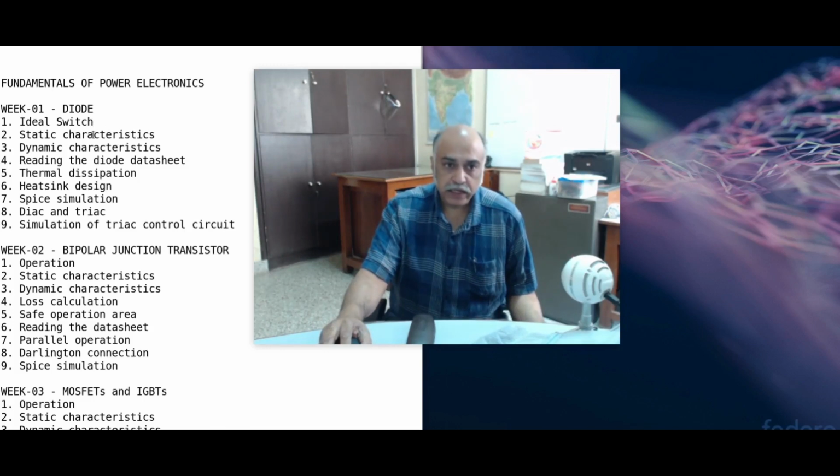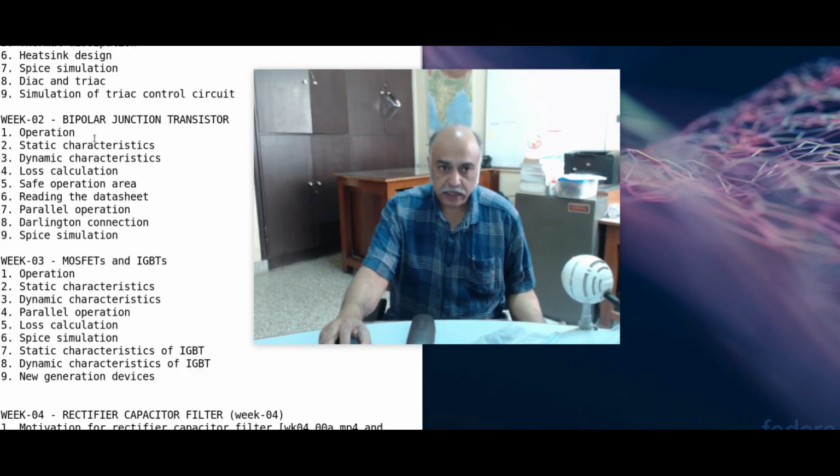The diode, its static and dynamic characteristics, how we modulate, and then comes the BJT, the bipolar junction transistor. Its static and dynamic characteristics, you have to understand it really well if you have to design the power converters. And then followed by, in the 3rd week, MOSFETs and IGBTs.